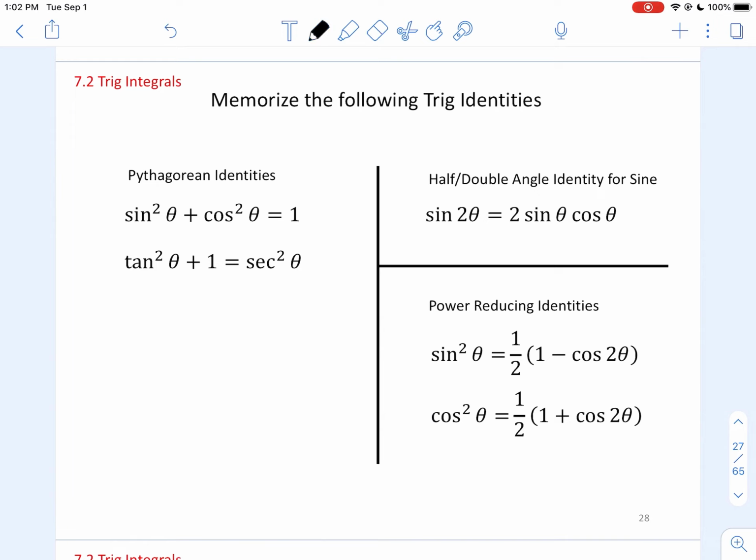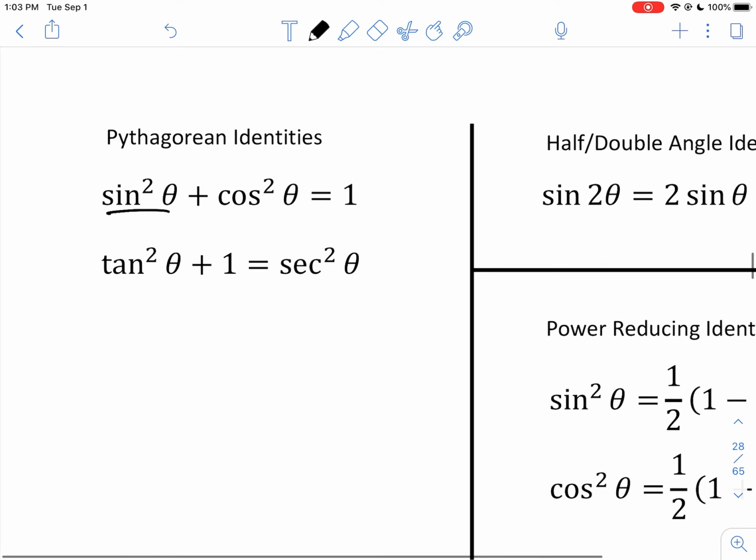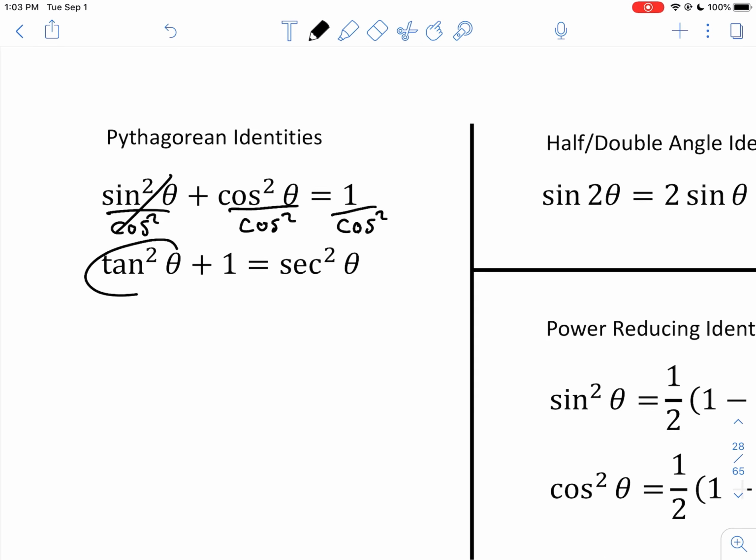We'll begin with the Pythagorean identities. Sine squared plus cosine squared of an angle is equal to 1. And then it has a companion version of it. This is the tangent secant version of the Pythagorean identity. It's easy to get this second version by taking the first version and dividing every single term by cosine squared of theta. Sine squared over cosine squared is tangent squared. Cosine squared over cosine squared is the 1, and 1 over cosine squared is the secant squared. So it's quite straightforward going from one to the other.